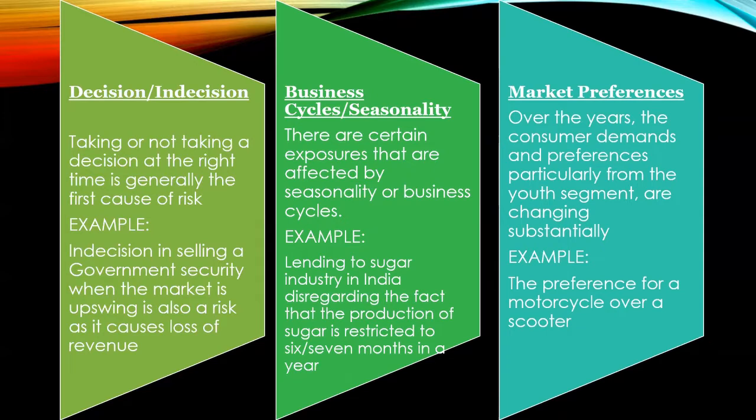The third one is market preference. Over the years, the consumer demands and preferences, particularly from the youth segment, are changing substantially. For example, the preference for a motorcycle over a scooter. Nowadays, the youth prefer a motorcycle to a scooter due to the change.